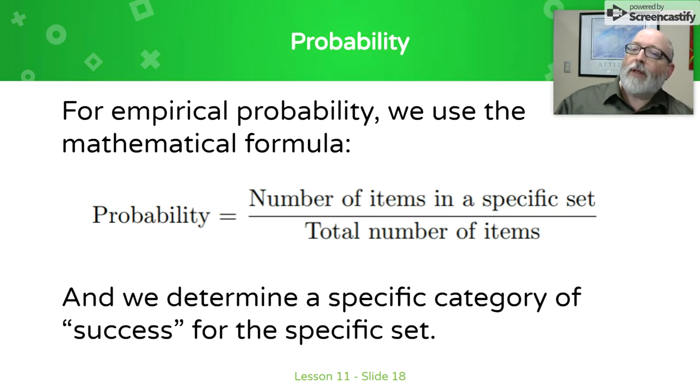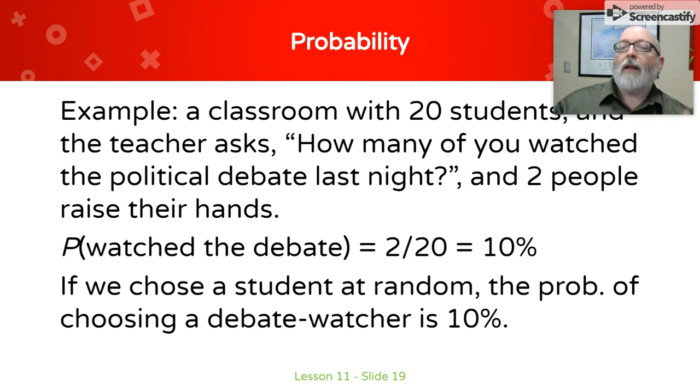For empirical probability, we use the mathematical formula. Probability equals number of items in a specific set divided by the total number of items. We determine a specific category of success for the specific set. Example, a classroom with 20 students. The teacher asked, how many of you watched the political debate last night? 2 people raised their hands. Probability that someone watched the debate is 2 divided by 20, which is 10%. If we choose a student at random, the probability of choosing a debate watcher is 10%.